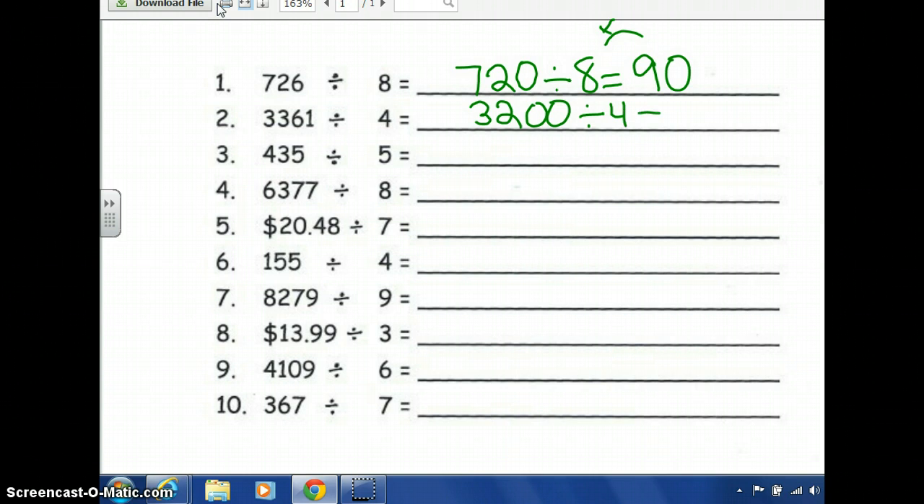Divided by 4. Who knows that one in their head? Kiara? 800 is correct. We're 2 for 2. Let's move on to number 3. I'm going to cover up the 5 with my hand. 43 divided by 5. No, that's not going to work, but what will work? That's pretty close.